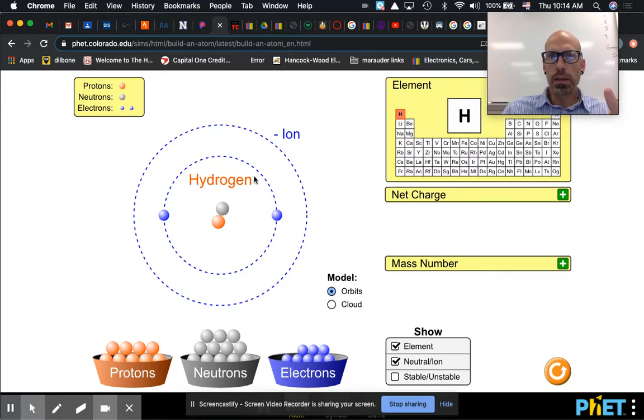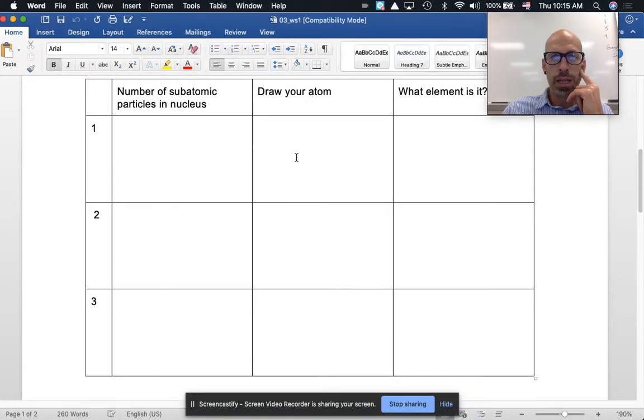And so then I would just say those things. I have 2 subatomic nuclear particles. It is hydrogen, and I would sketch it. And I would sketch 2 little particles in the middle, and then 2 particles around the outside in the first ring, and then that would be it. That would be my atom. And you do that for 3 different ones. It doesn't matter what they are. It doesn't matter what you put in them. You just have to make one and then report what you did. So, should be easy.